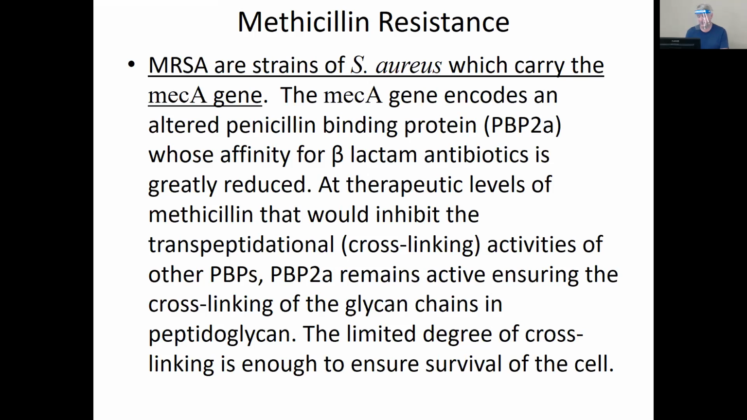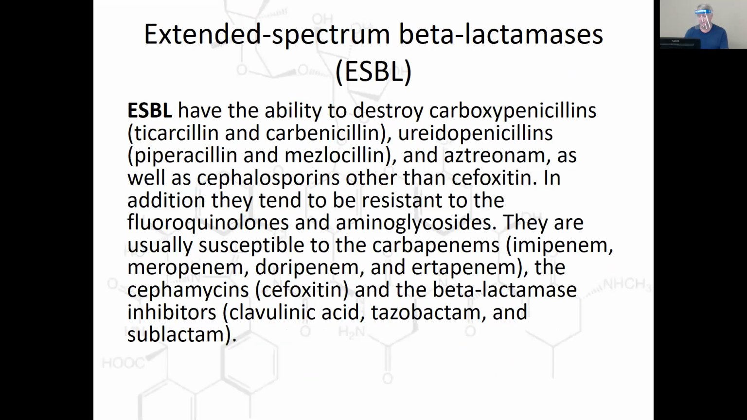The PBP2A remains active, ensuring the cross-linking of the glycan chains and peptidoglycan. The limited degree of cross-linking is enough to ensure survival of the cell. So that's the story of the mecA gene in the Staph aureus, giving it methicillin resistance. And this is where we pick back up, with the extended spectrum beta lactamases, the ESBL. I had an ESBL this weekend.